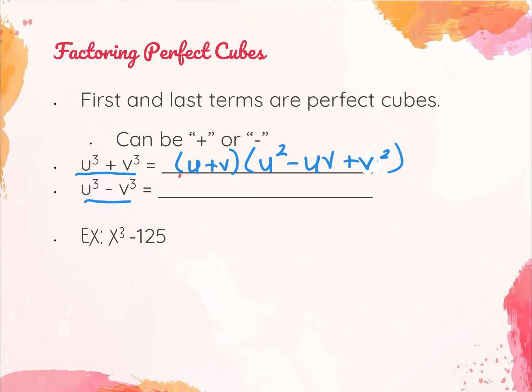If it's the difference of cubes, what do you think the first parenthesis says? U minus V. Good. You're going to square the first term. And then this is where it gets a little different. You're going to add UV, and then it's plus V squared. So whatever the sign is at the beginning of your cubes, that goes in the first parenthesis. This is a pattern you have to memorize. And this is really easy, guys. I promise.